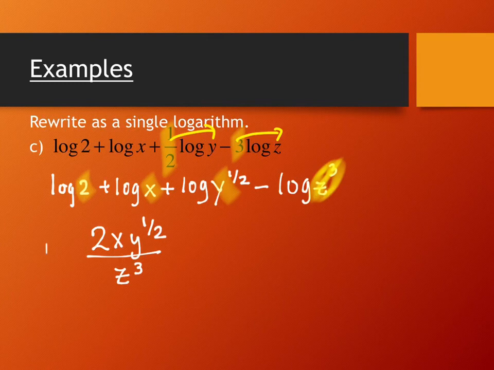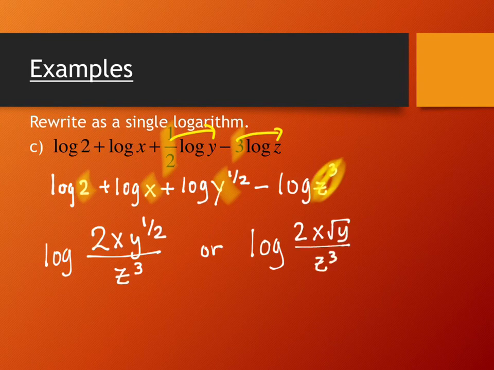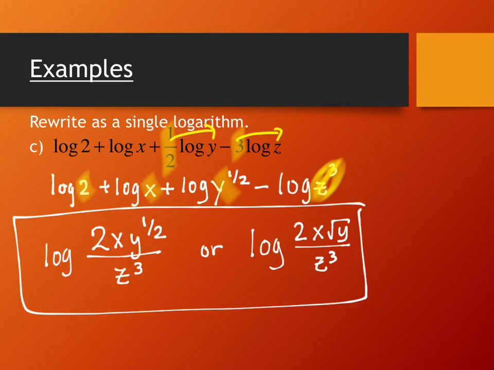And this is the log. You can write log base 10 if you wish, but you can also just leave it as log of 2x y to the 1/2 over z cubed. Or if you don't like the 1/2, you can write it as log of 2x square root y over z cubed. There's no need to do it that way, but it's possible the back of the book might do something like that if you looked at an odd one.